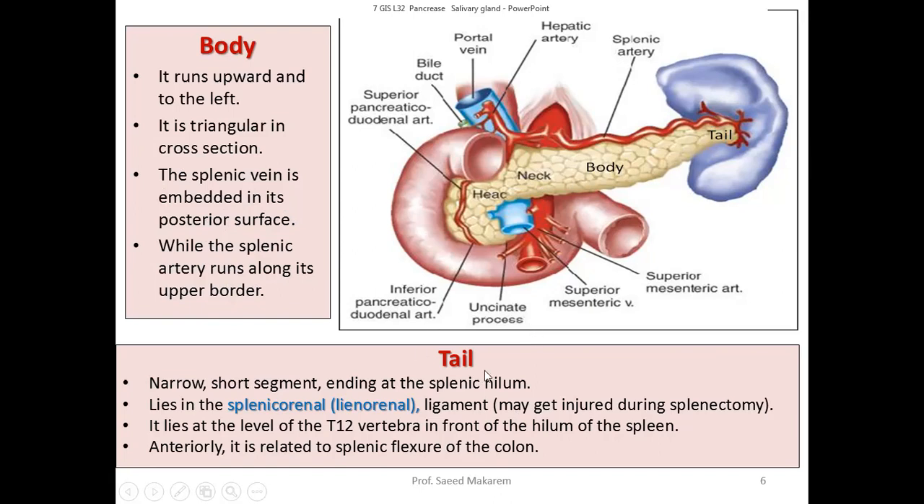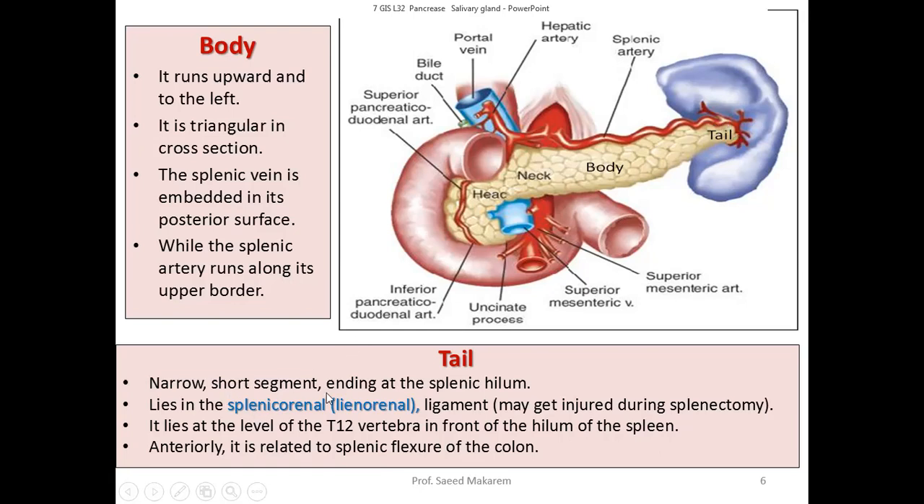Okay. Coming to the tail. The tail is a narrow, short segment ending at the splenic hilum. As you know, the hilum is that part of any organ where structures enter or come out. So if you can see here, this is the splenic artery entering and dividing into multiple branches. And the splenic vein also comes out from this hilum. So on the same side, we can see the tail also.